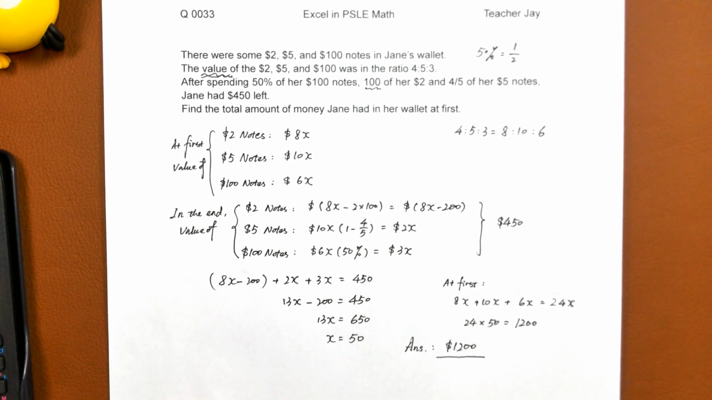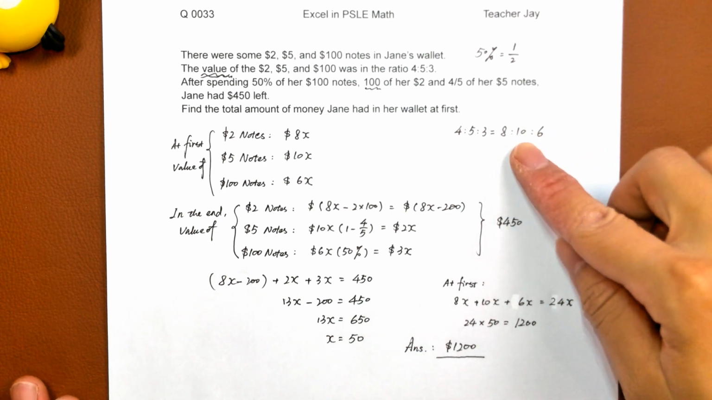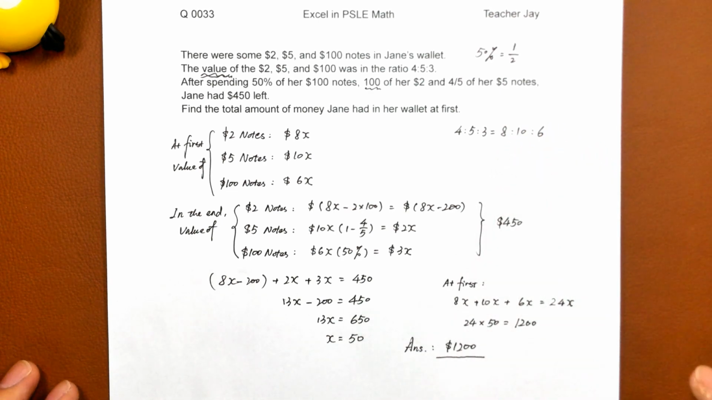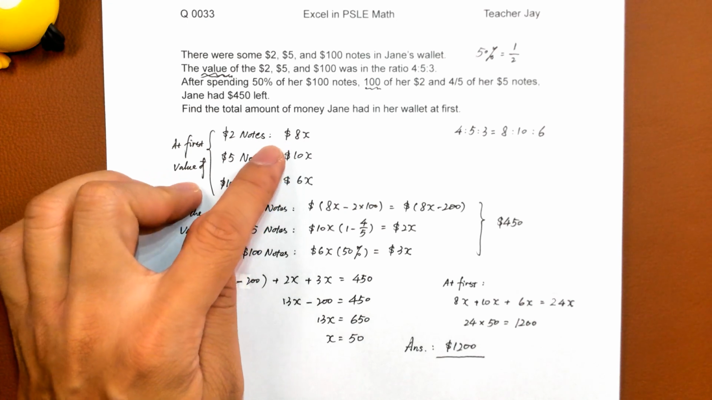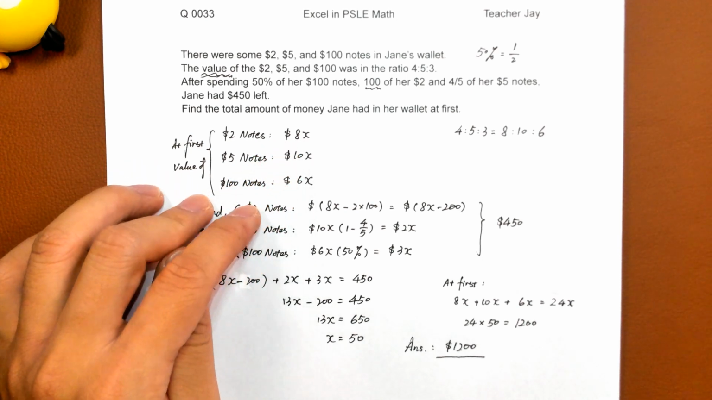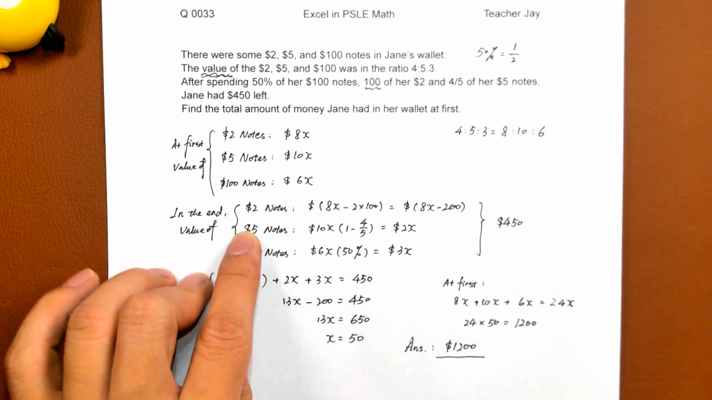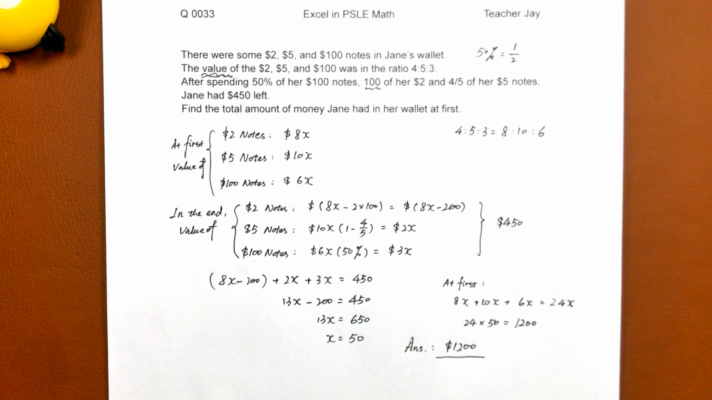Conversion of ratio. Enlarging is easier for us to solve, easier for us to assume the values at first, and we can further express the remaining value in the wallet of each of the notes.